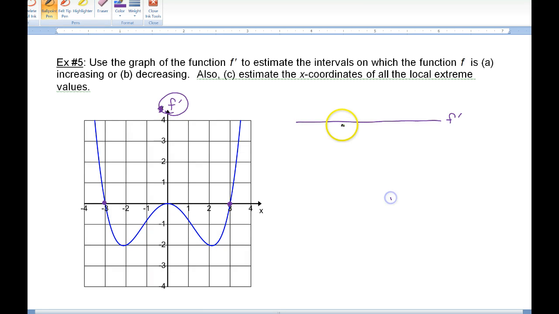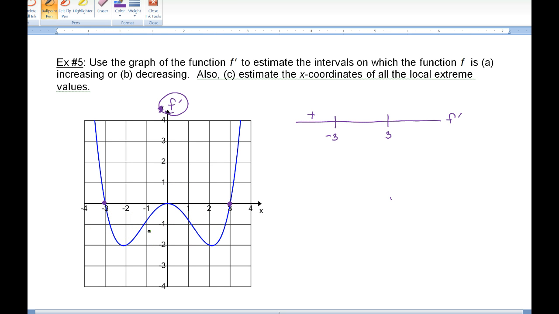Well, from negative infinity to -3, it's positive. It's above the x-axis. And then from -3 to 3, even though it looks like it touches the x-axis right here at 0, it doesn't cross. Okay, so we don't include that value.